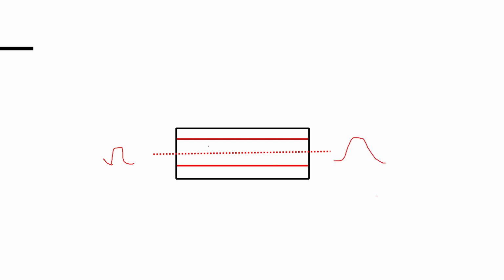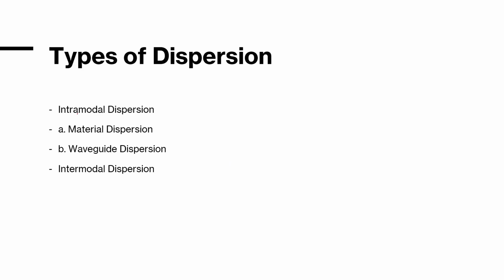So the basic definition of dispersion is when the ray of light or the signal passes through the core of the optical fiber, this is the core, and at the output end the signal gets spread out, then that is known as dispersion. Dispersion limits the light signal carrying capacity of the optical fiber. There are two types of dispersion. First is intramodal dispersion and second is intermodal dispersion.